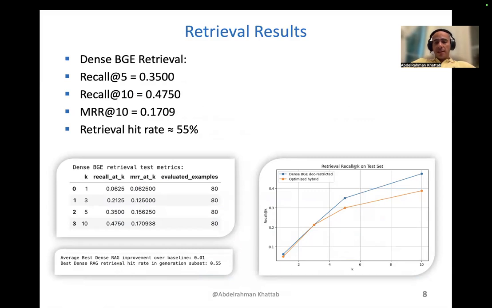The retrieval results, as you can see here, for dense BGE: recall at 5 was 0.35, recall at 10 was 0.47, MRR at 10 was 0.1709. Retrieval hit rate was 50%. I understand it's not great, but this is the best I could get with my environment. I tried several other models, but this one was the best.